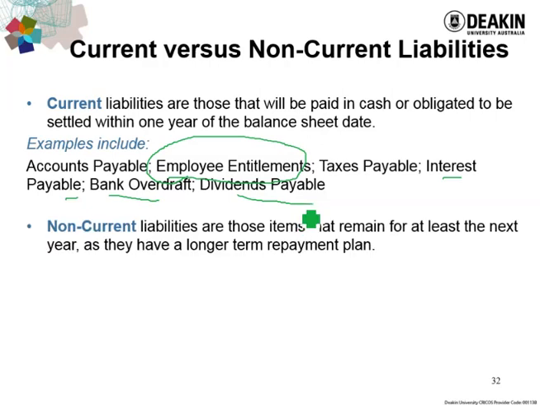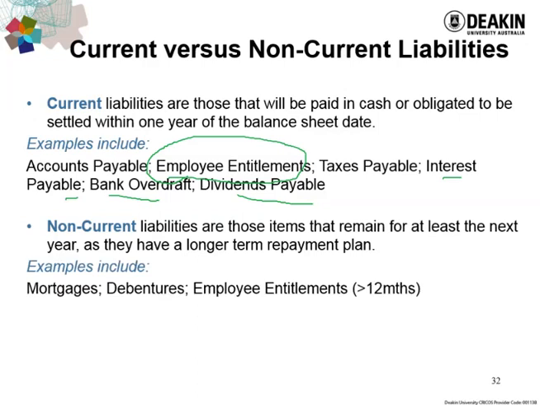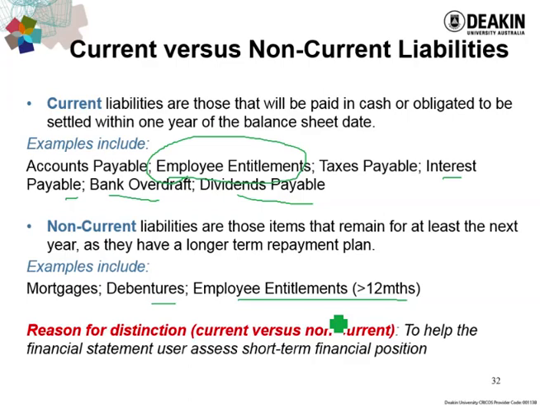On the other hand, non-current liabilities are to be settled beyond 12 months. For example, mortgages, debentures. Debentures also means bonds. And you may have long-term employee entitlements. Example for this will be provisions for long service leave. It is important that we distinguish between current and non-current because we need to evaluate a company's short-term financial position.